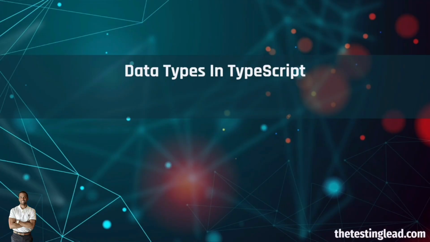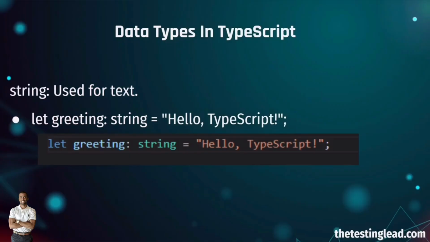Now, let's talk about data types in TypeScript. String is used for declaring text. Let greeting string equal hello TypeScript. So we have a variable called greeting that has the data type string because its value is text and the text is hello TypeScript.